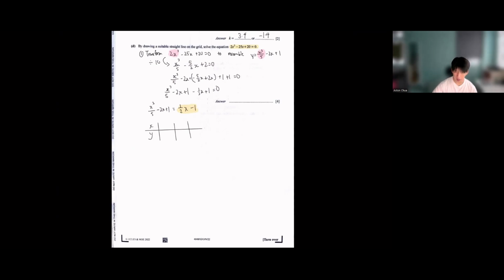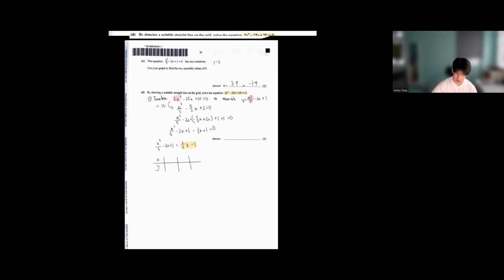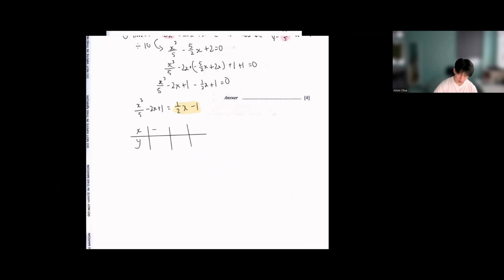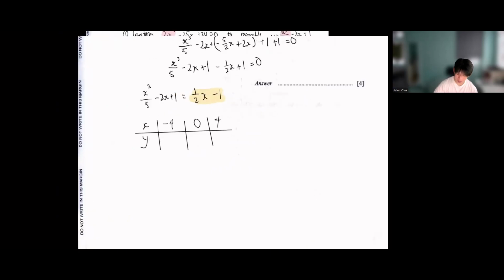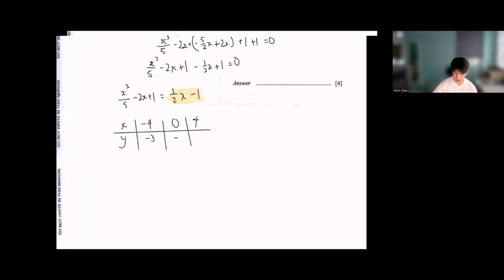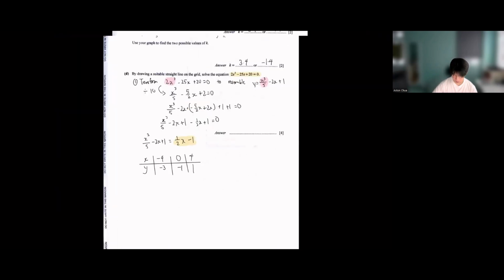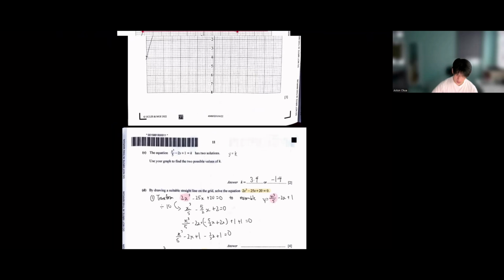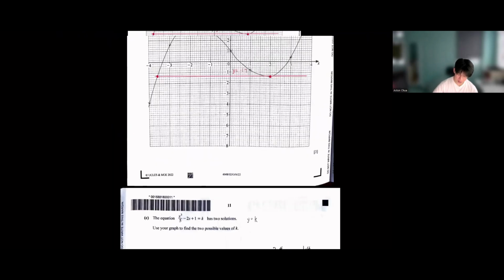Okay, so we take the extreme limit, so it's minus 4 and 4. Minus 4, 4, and then 0 in the middle. When x equals to minus 4, y equals to minus 3. Then minus 1 and 1. Okay, so we plot this on the graph itself.